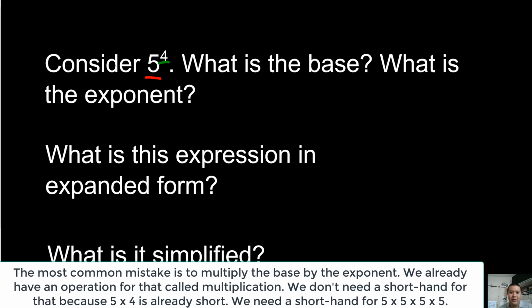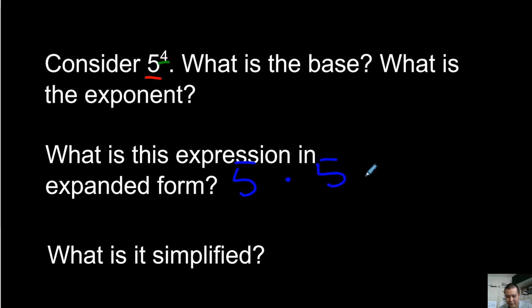And like we just said, expanded form is what this is in multiplication. So 5 to the fourth in multiplication means 5 times 5 times 5 times 5. Okay, so this is expanded form. Notice how it's really long. Okay, and it is not simplified.